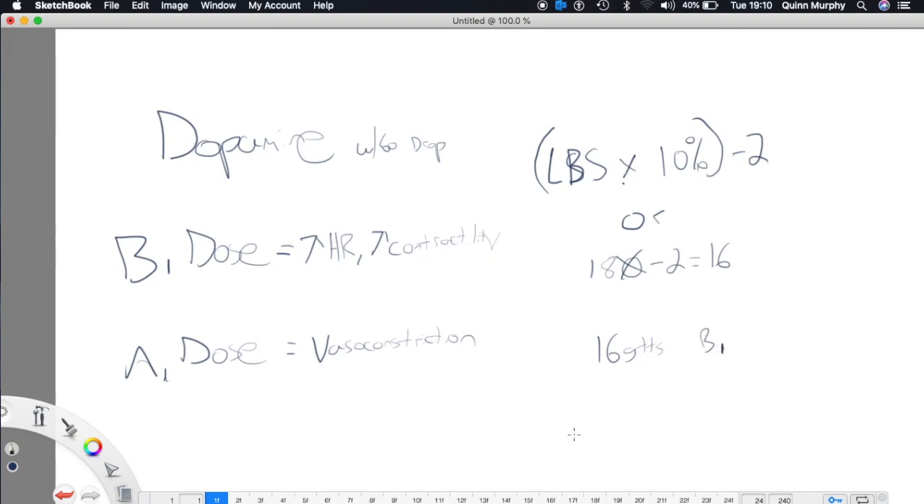If you need to give the alpha dose for neurogenic shock, for example, you're simply going to take 16 and multiply that by 2, and that's going to give you 32, which is your alpha dose. When you start at 16 for the beta, if it's not working, you slowly titrate it up. Same thing with the alpha dose. If it's not working, you slowly titrate it up to effect. And that is dopamine.